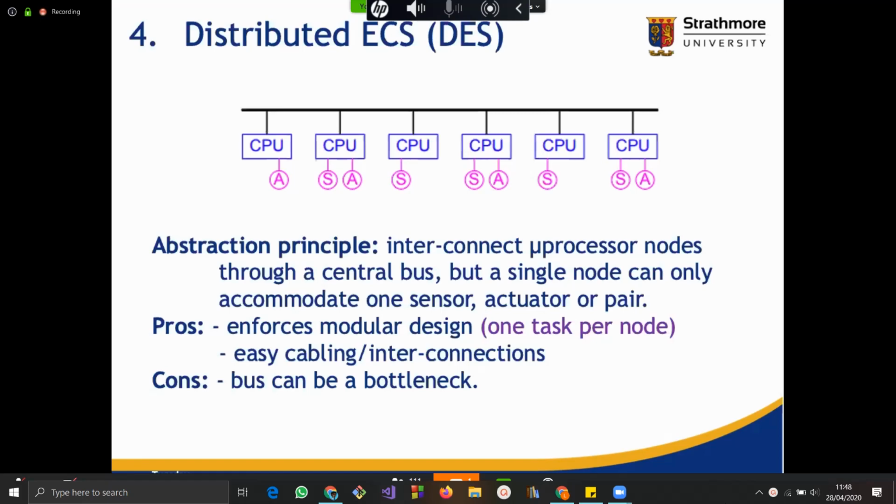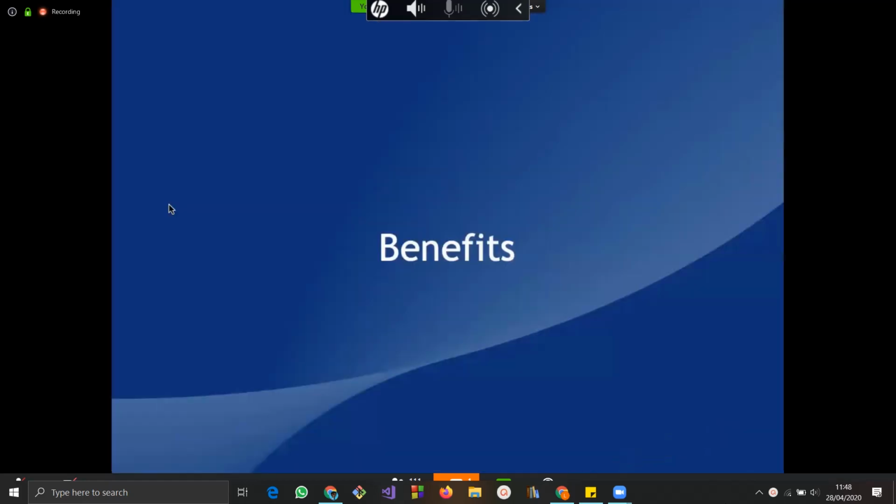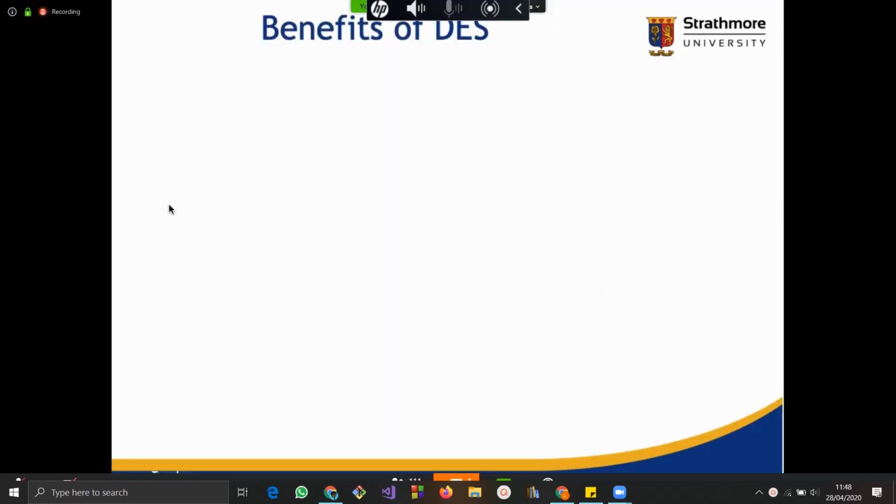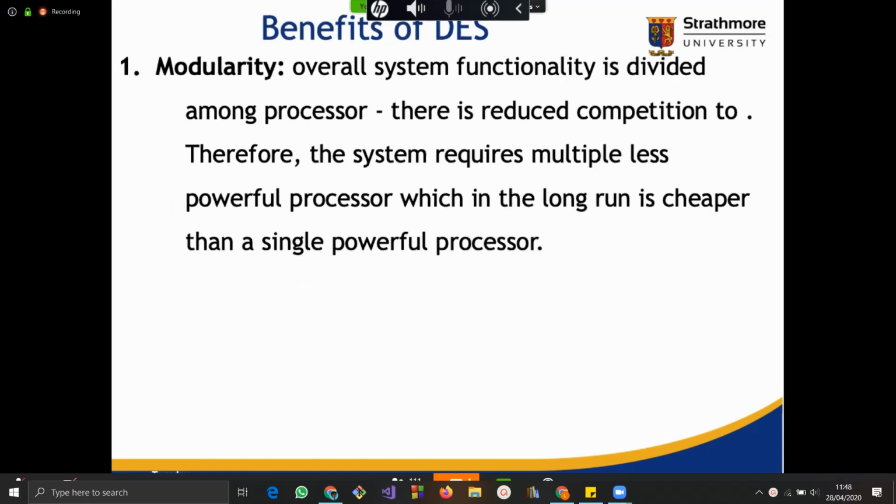I think it's the modular design. That's the reasoning behind it, so that it allows you to design your embedded system in a modular way. So what are the benefits of having a distributed embedded system? The first one, of course, is the modularity.